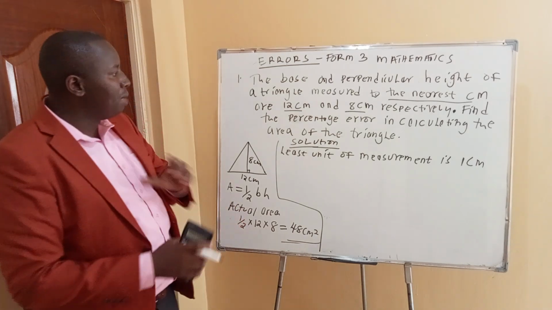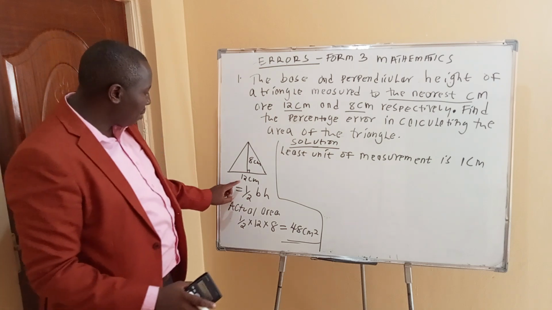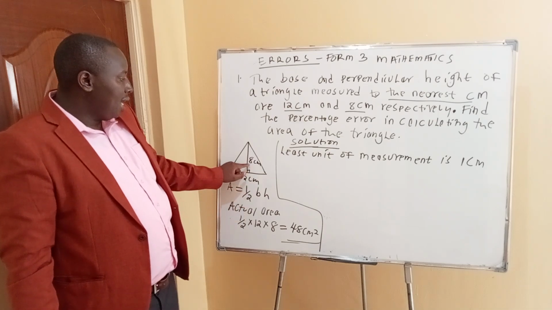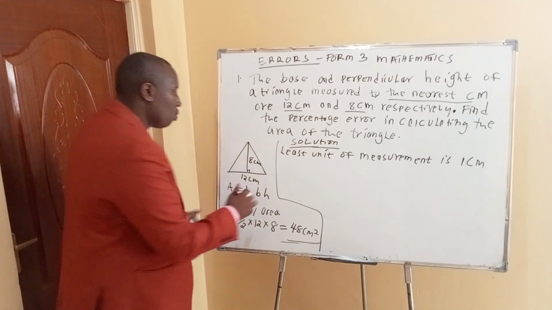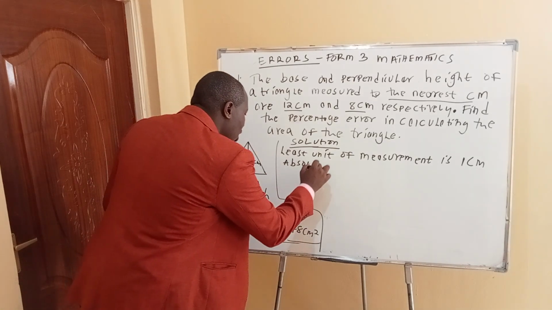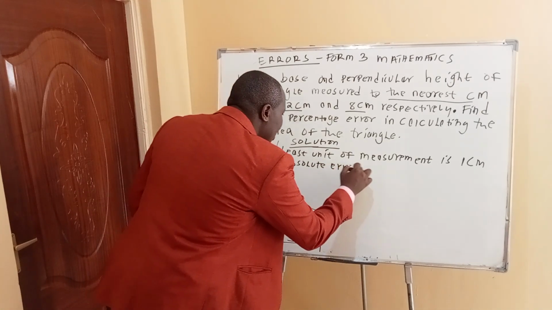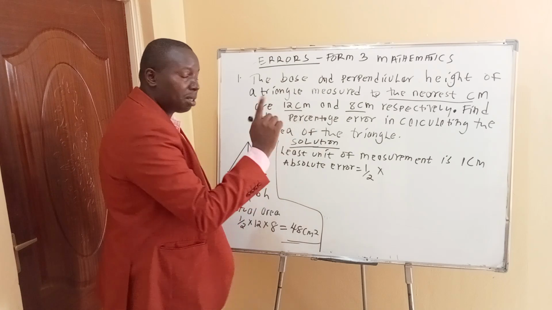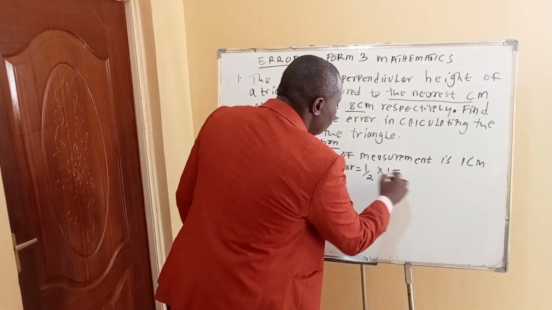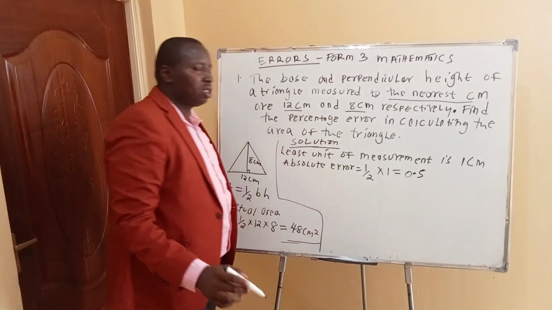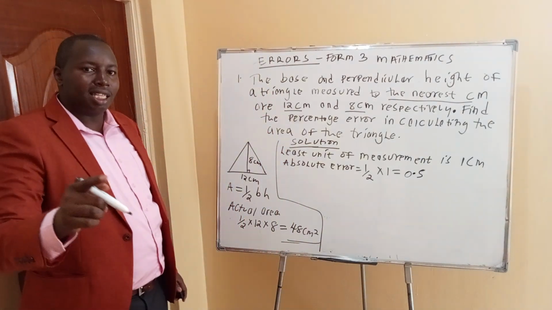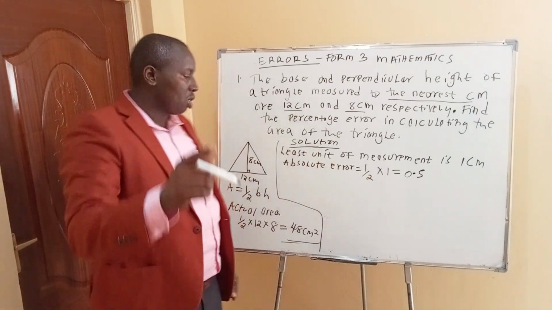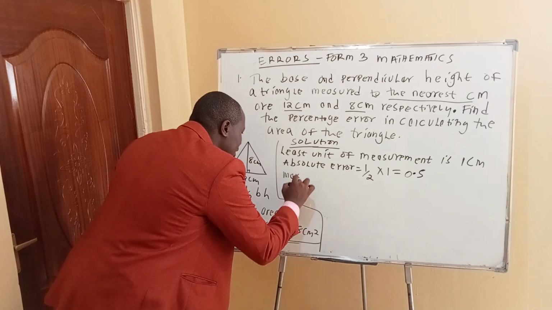In this case, the absolute error for the individual measurements, 12 that is the base, and 8, the absolute error of the measurement itself is equal to a half of the least unit of measurement. The least unit of measurement is 1, so it is a half of 1. You get 0.5. So measured to the nearest 1 centimeter, the absolute error for that measurement is 0.5.